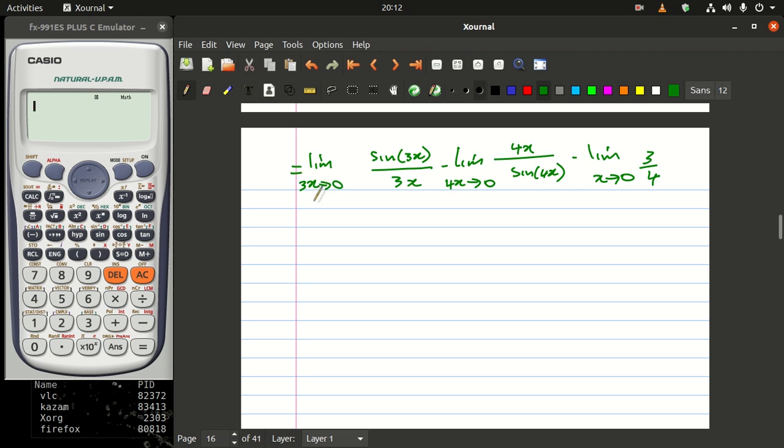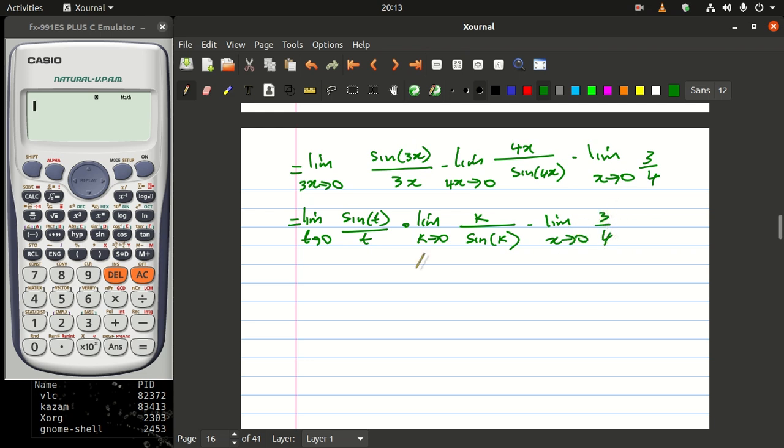Now, take note of this. I am going to change 3x to be t. So I'm going to have the limit as t approaches 0 of sine of t divided by t, because t is 3x, times the limit where I change this 4x to be k, because these are not the same. I'm going to have the limit as k approaches 0 of k divided by sine of k, times the limit as x approaches 0 of 3 over 4.